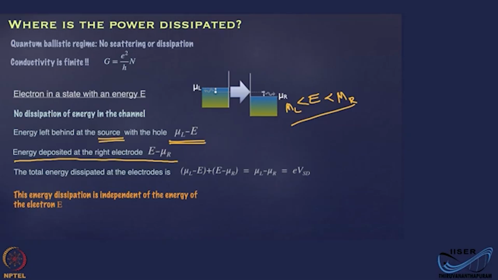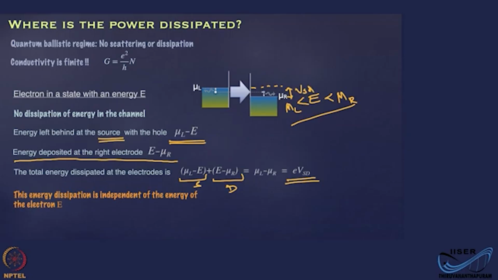So the total energy dissipated in this process is μL minus E plus E minus μR. The first term is the source side and the second is the drain side. So that is eVSD, where VSD is the applied voltage which actually brings μL and μR to different levels. So eVSD is the applied voltage energy.